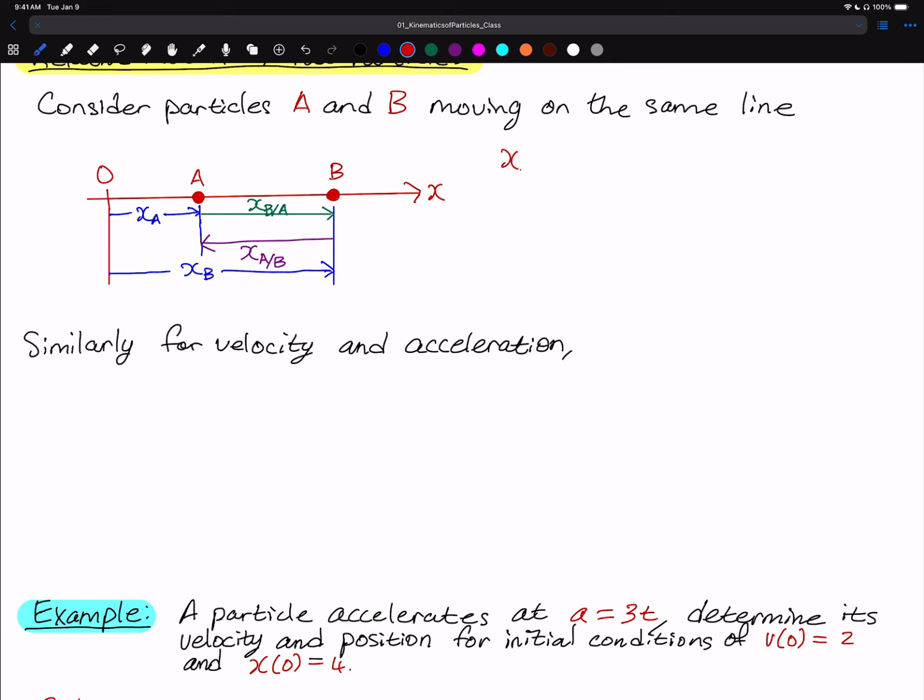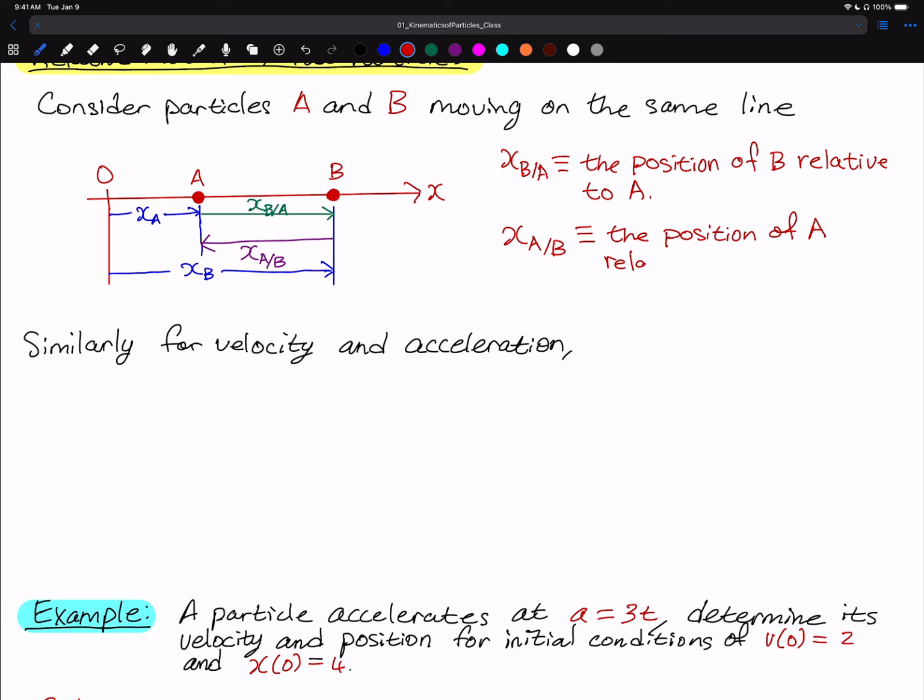So we will write that out over here. xB/A, this is the position of B relative to A. And then xA/B, this is the position of A relative to B.